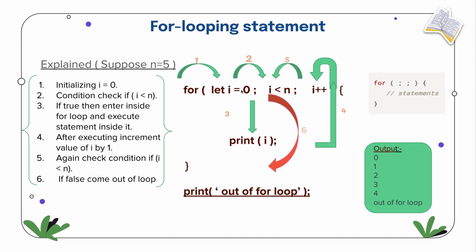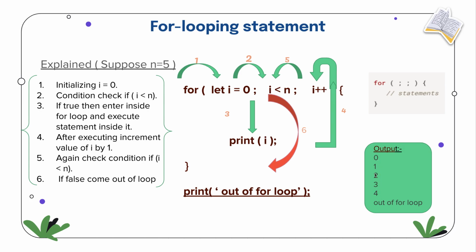So see, what happens? At 0, it will print, so 0 printed. Again 1, it will increment, 1 is less than 5, so 1 is printed. Again 2, 2 is less than 5, so 2 is printed. Again 3, 4, 4 is less than 5, true, so 4 is printed. But next, it will increment to 5. 5 is less than 5, it's false. So it will not print 5, it will directly come out of the loop and print the line outside of the for loop.